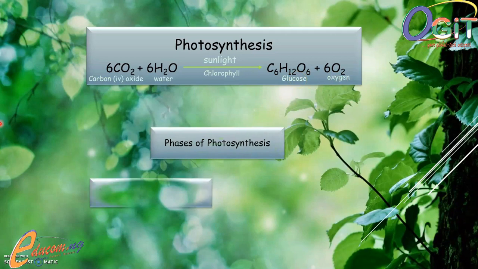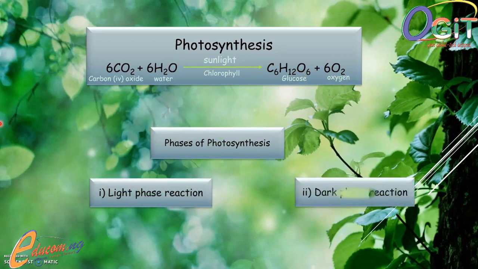Photosynthesis can be divided into two phases. We have the light phase reaction and the dark phase reaction. As for the light phase reaction, this phase is light dependent. In other words, it requires light for it to be able to occur. Without light, the phase reaction will not be able to take place.